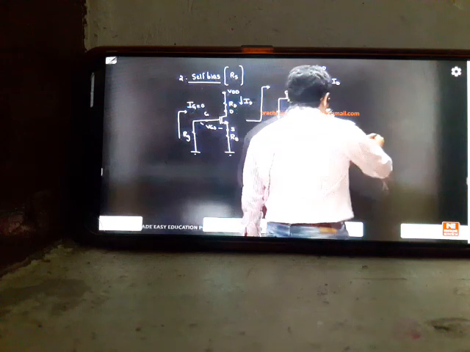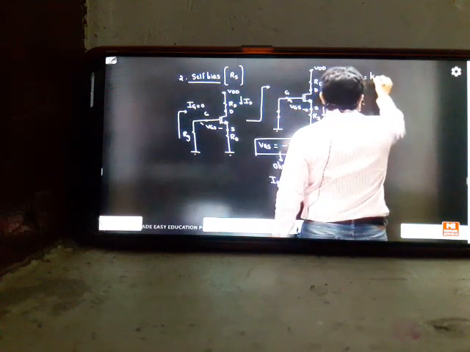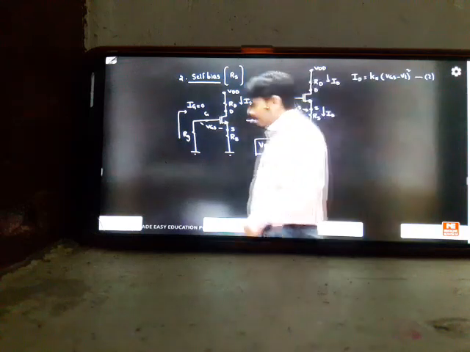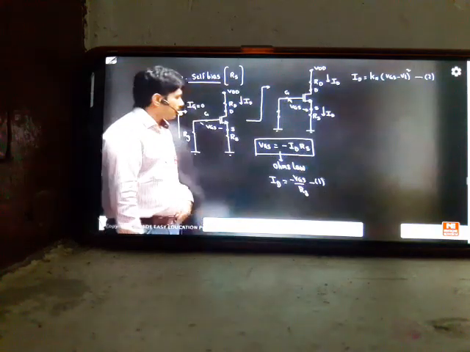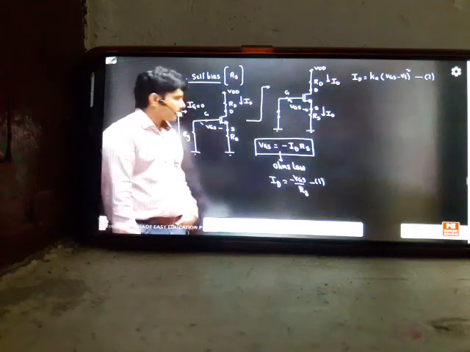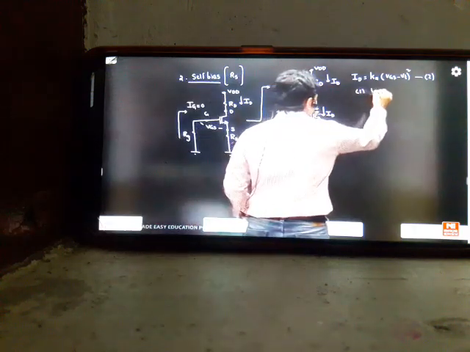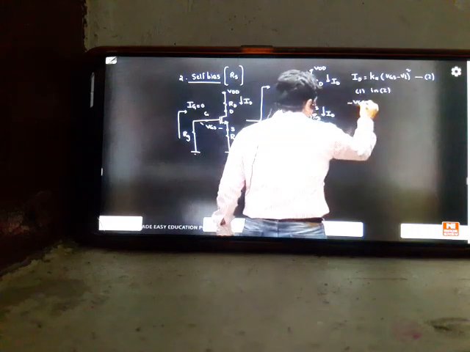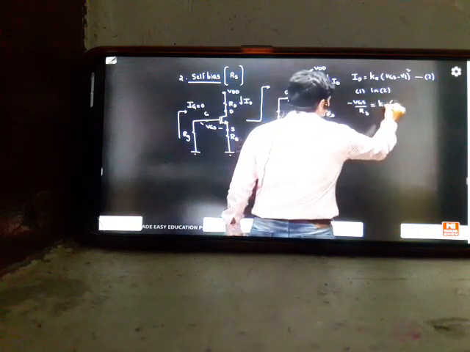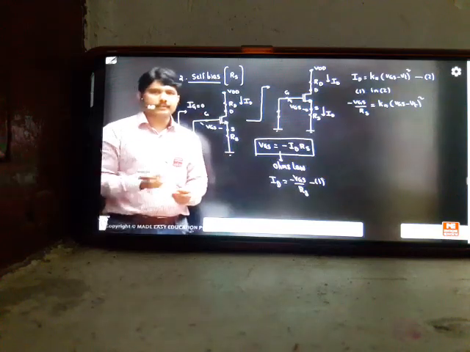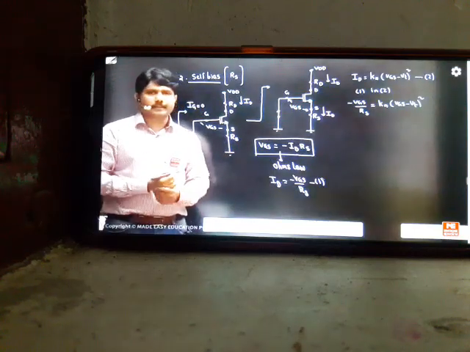And not only that, we have our transfer characteristic equation, which is Kn into (VGS minus VT) whole square. So in this also ID and VGS are related, circuit wise. In the transfer characteristic equation also ID and VGS are related. Then I'll keep my first equation in the second one. Then we get minus VGS divided by RS is equal to Kn into (VGS minus VT) whole square.